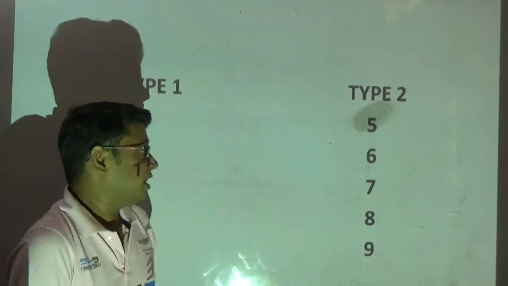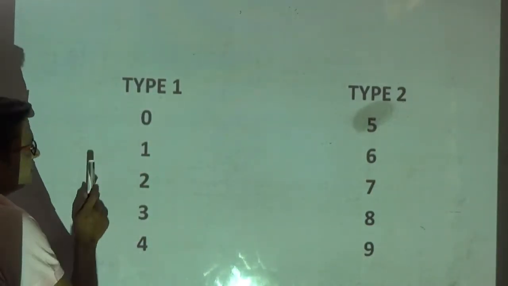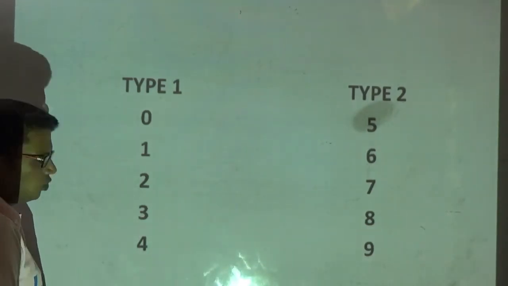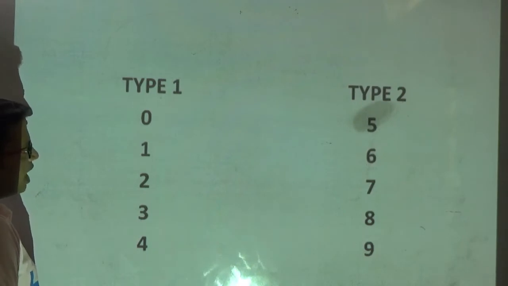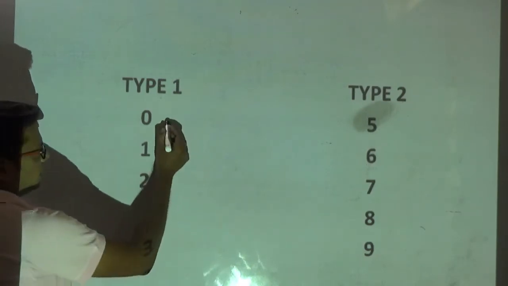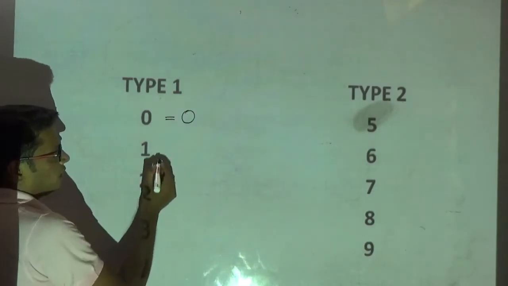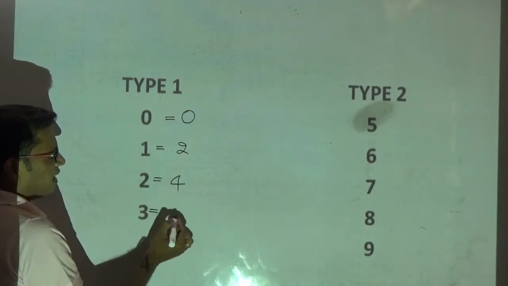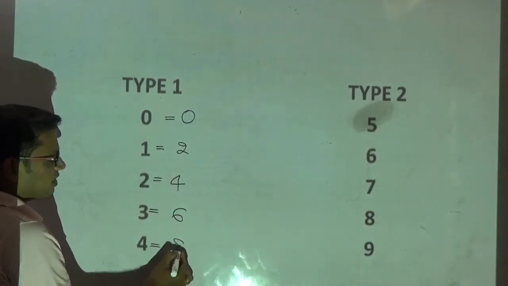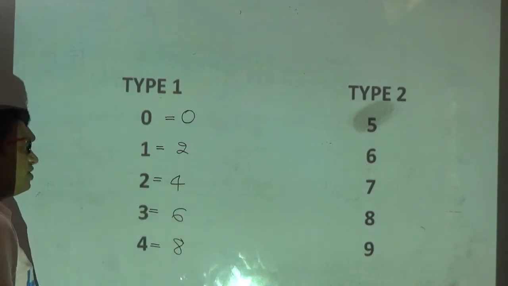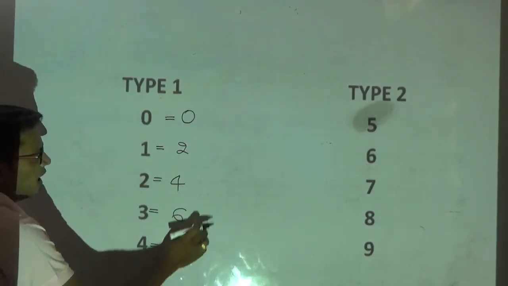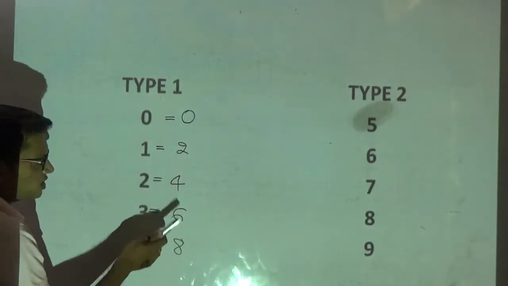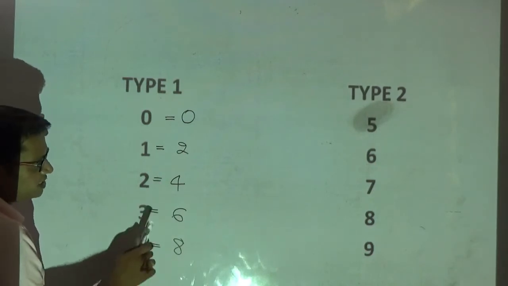Now, in our decimal system we have digits from 0 to 9, right? I have classified these digits into 2 types, type 1 and type 2. I will explain why there is a classification. If you double 0, the answer is 0. Double 1 is 2. Double 2 is 4. Double 3 is 6. Double 4 is 8. Now observe, even after doubling these digits, the answer is also 1 digit only. 0 is 1 digit, 2 is also 1 digit, 4, 6, and 8 are also 1 digit.